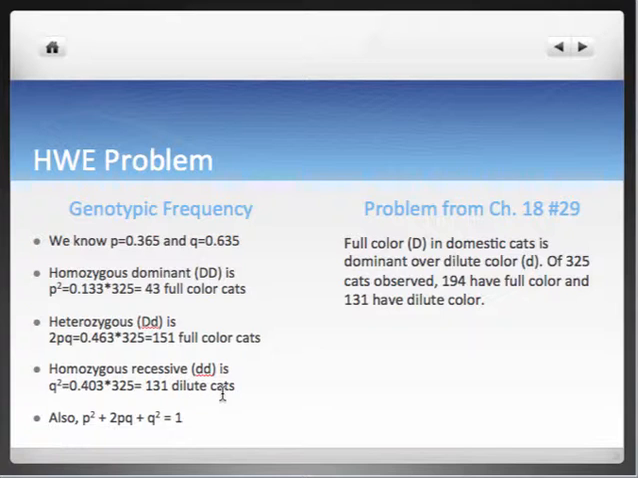Now, just to make sure your math is correct, we can use the Hardy-Weinberg Equilibrium equation. We say P squared, which was 0.133, plus 2pq, which is 0.463, plus q squared, which is 0.403. We add those up, and those should equal 1. In this case, we get 0.999, and that's because of rounding errors, but it's close enough to 1 to know that we did the problem correctly.